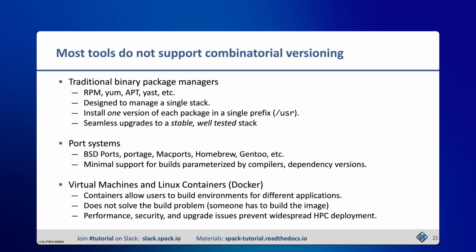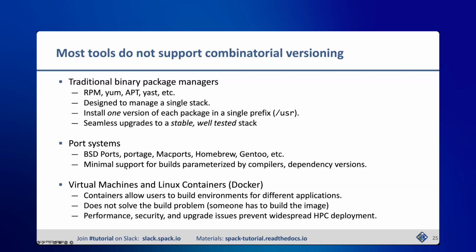Port systems tend to do the same thing. It's got the same sort of single prefix layout, at least in Portage and MacPorts. There's not a lot of support for parameterization in most of the systems. Homebrew does install things to separate prefixes, but it doesn't parameterize them nearly as much as Spack does. In fact, they try pretty aggressively to remove options from the packages because they want to make sure that they have sort of a canonical binary for everything.